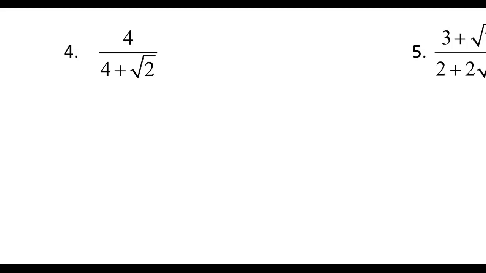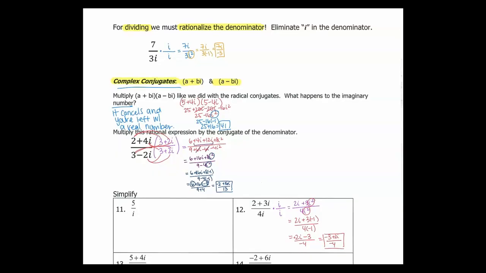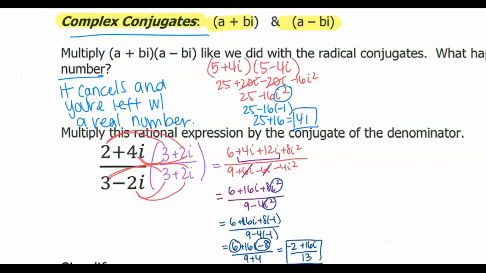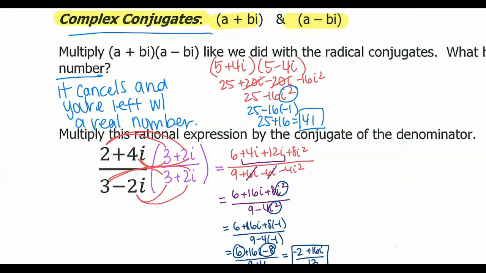Well, let's think back to Algebra 2 earlier in the year when we were talking about quadratic functions. How do we get rid of this radical? Well, if we look back to a complex conjugate, what complex conjugates do is it literally will cancel out your radical, so you're only left with a real number. That was the whole point of us doing this.